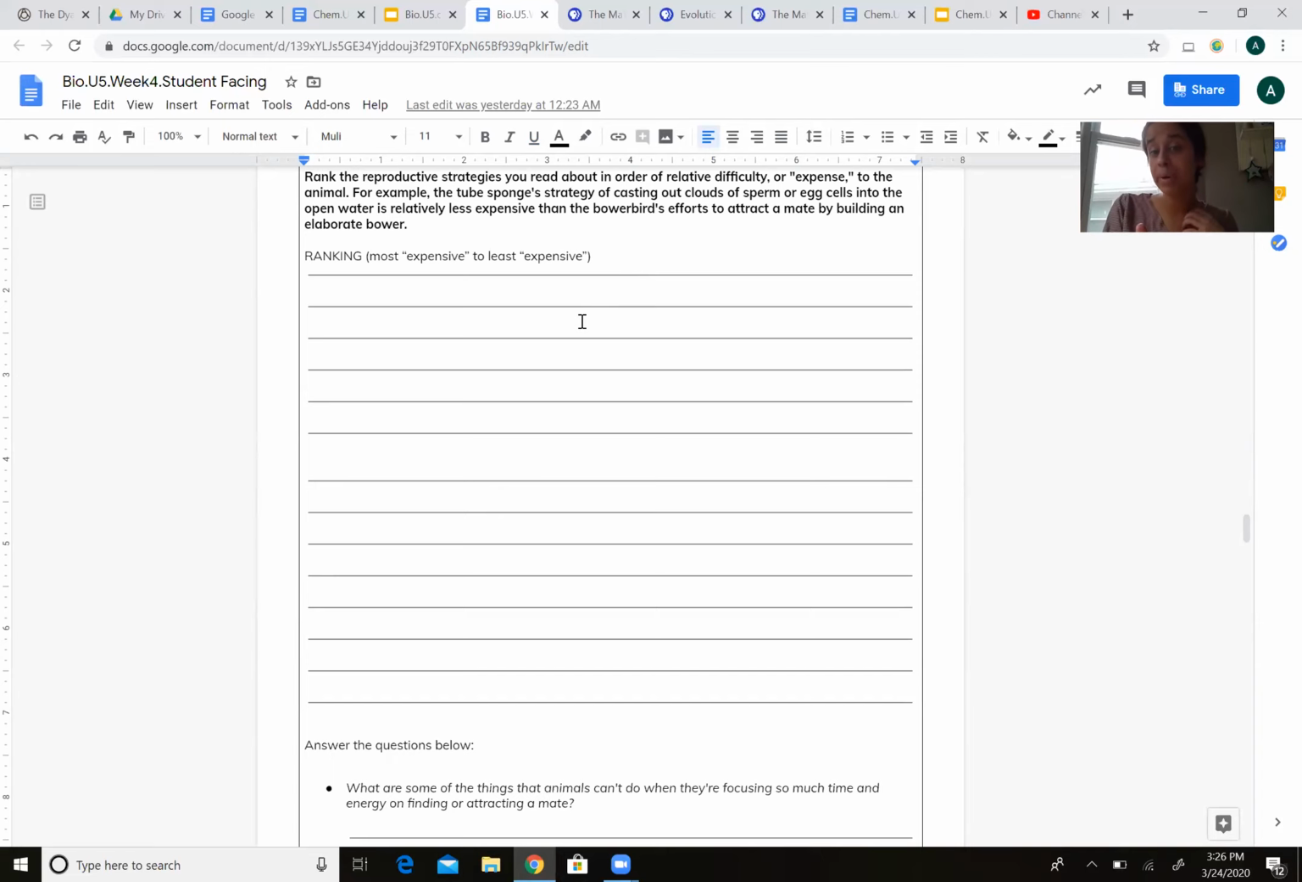Whereas the bird spends a lot of time building this decoration or something that's going to attract a mate. And that means you're putting more time and energy and resources into attracting a mate. So that's more expensive. So think about that when you're going back on your notes and thinking about the different species that you wrote about and their reproductive habits, to rank them from most to least expensive. So pause the video now to do that.